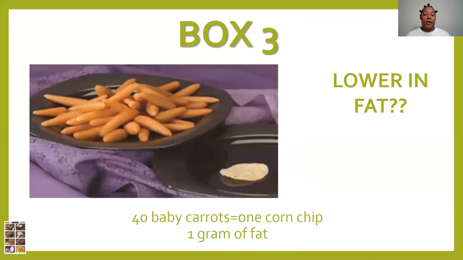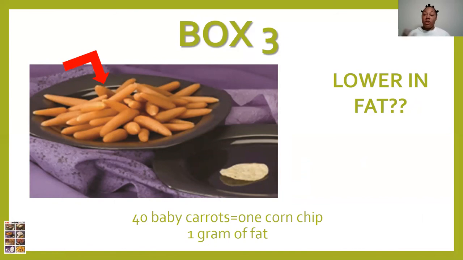All right, box number 3. We have 40 baby carrots. We also have one corn chip. Now, both of these equal 1 gram of fat. So the question is, which one is lower in fat? All right, if you guessed the 40 baby carrots, then you are correct. The 40 baby carrots are lower in fat, okay?